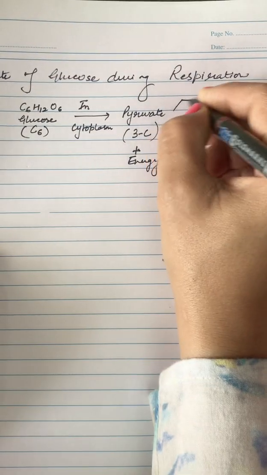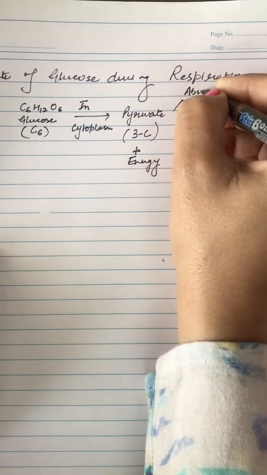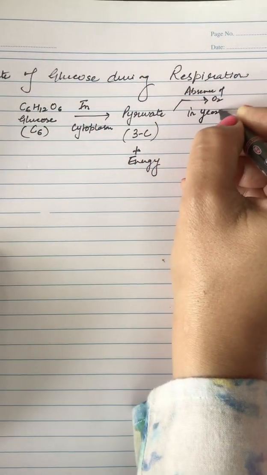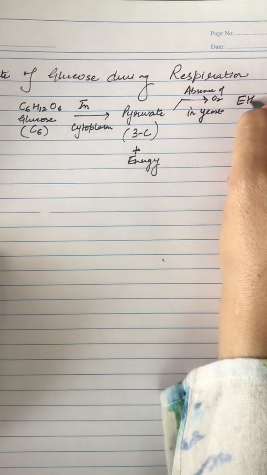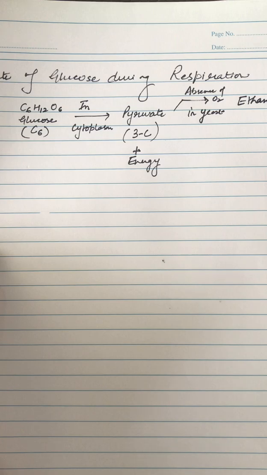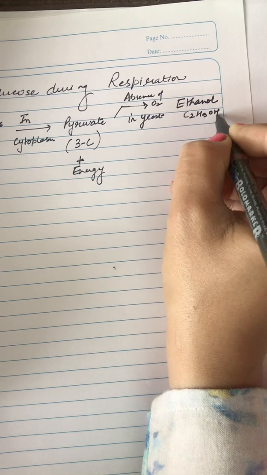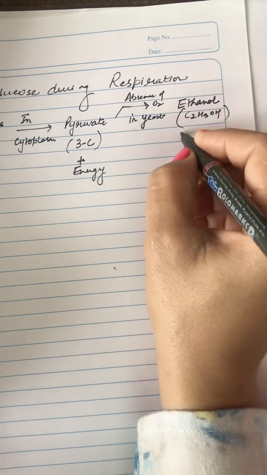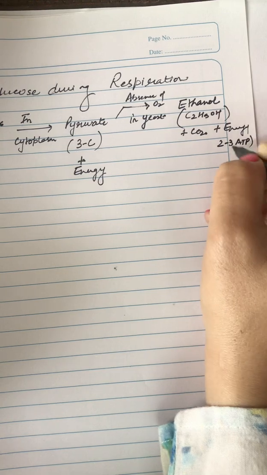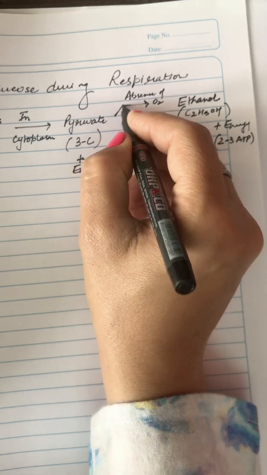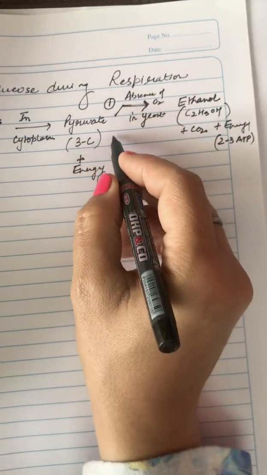This pyruvate molecule, in the absence of oxygen, when there is no oxygen, that takes place in yeast, is converted to ethanol, which is C2H5OH, along with the release of CO2 and little energy. That energy is only 2 to 3 molecules of ATP, adenosine triphosphate. This is our first breakdown.